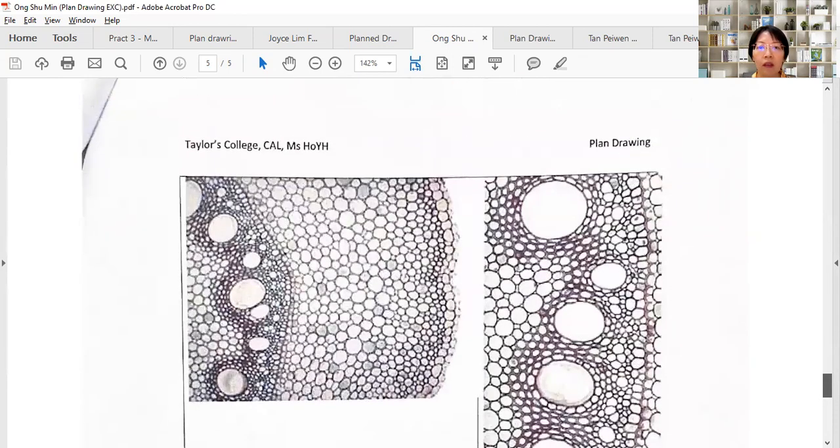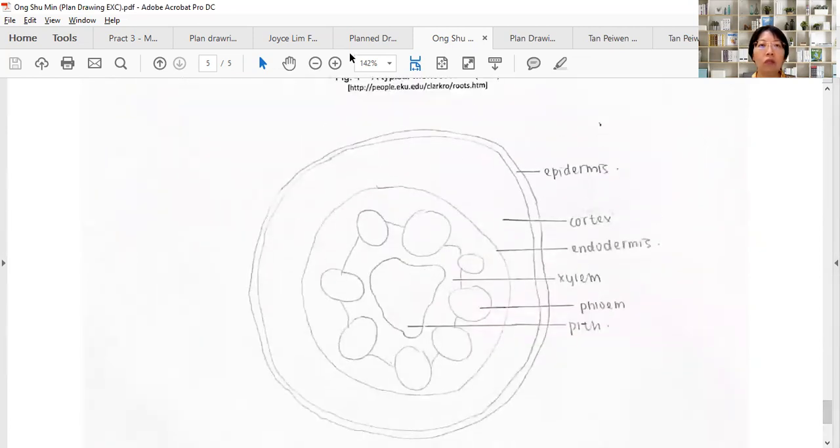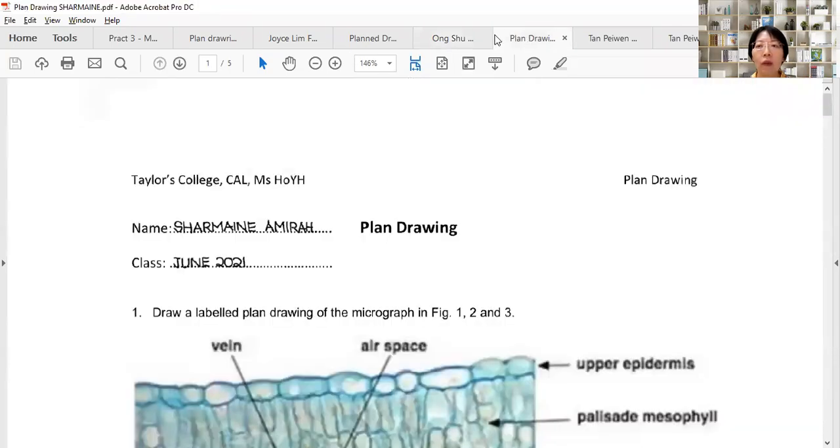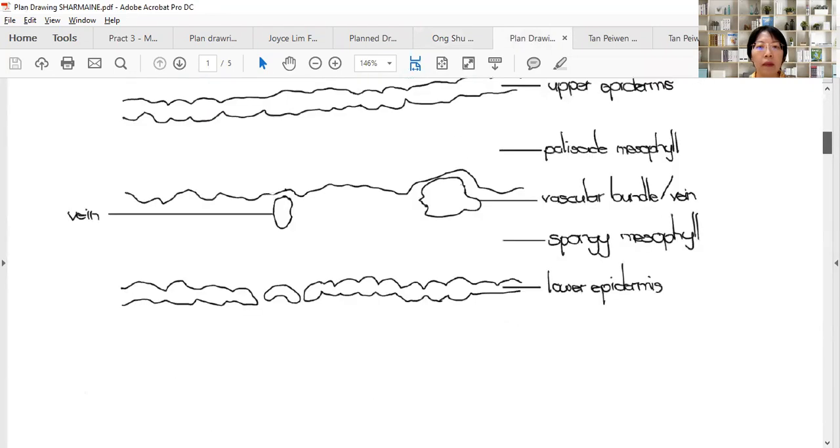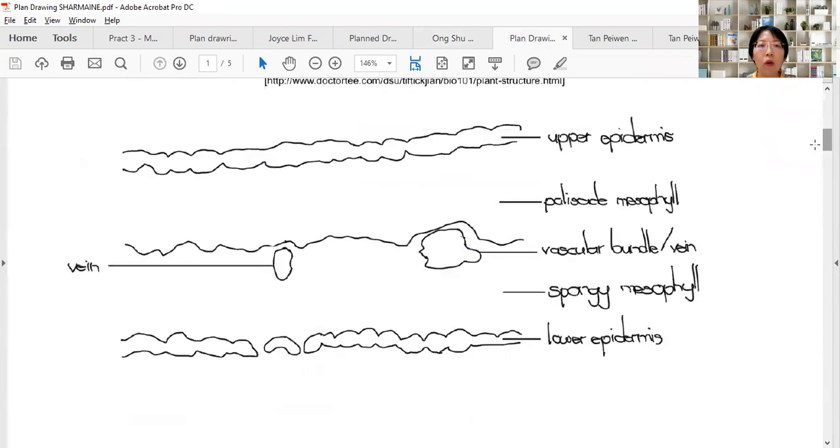So you see what happened? Part of the root became a whole root. This is wrong, so be very careful. Biological drawing means you report what is given to you, whether it's the slide or the micrograph. This drawing is okay. Just that you don't have to draw the border of the individual cells so clearly, or else you have to spend a lot of time learning to draw. Now, what is the time given to draw a plan drawing like this?